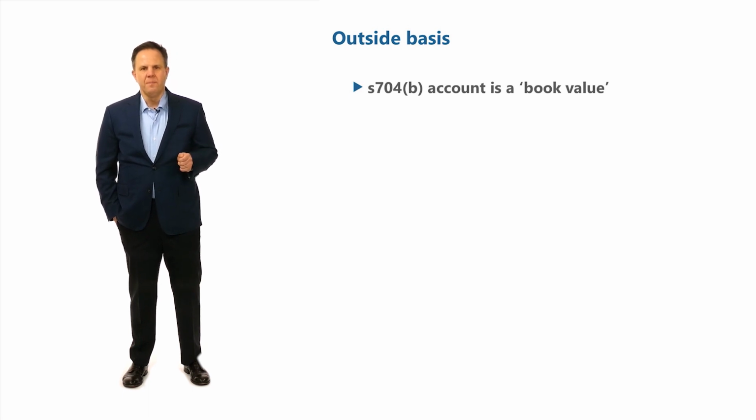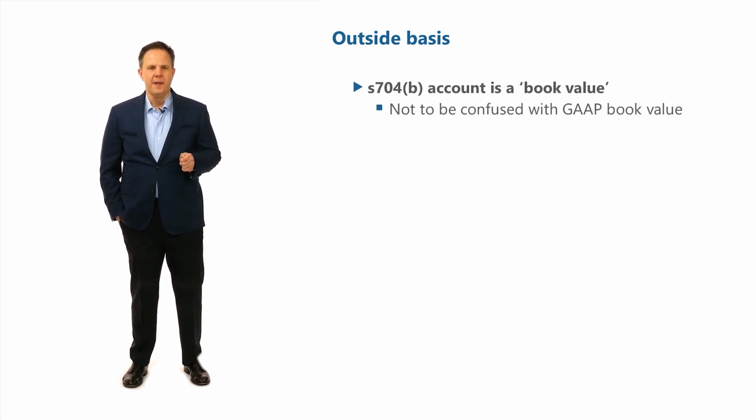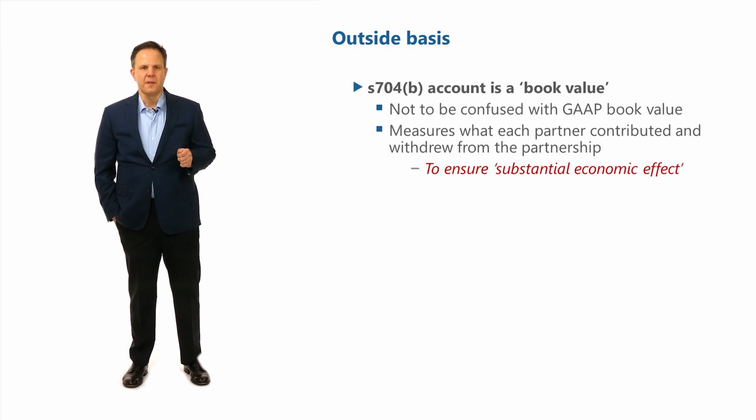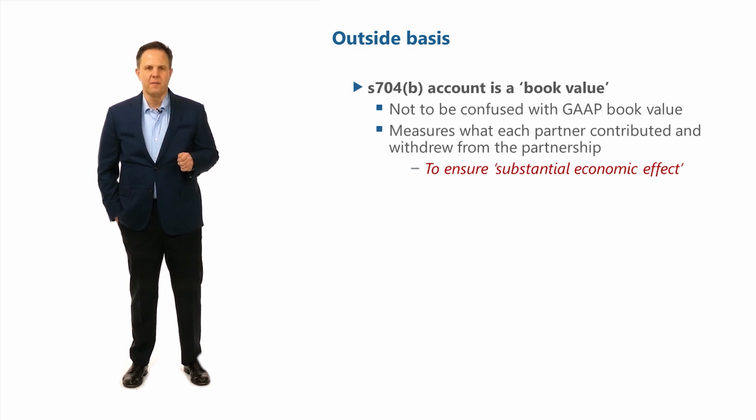This book value is not to be confused with GAAP, as it may or may not be the same number for GAAP purposes. Section 704B capital accounts and their use of book value is a way of measuring what each partner has contributed to the partnership economically and what each partner has withdrawn from the partnership economically. This is required to ensure that the allocations have substantial economic effect and can withstand an attack by the IRS.